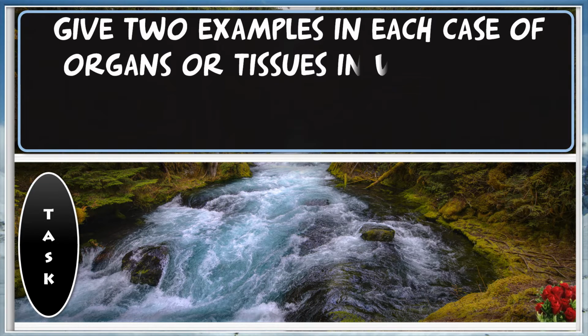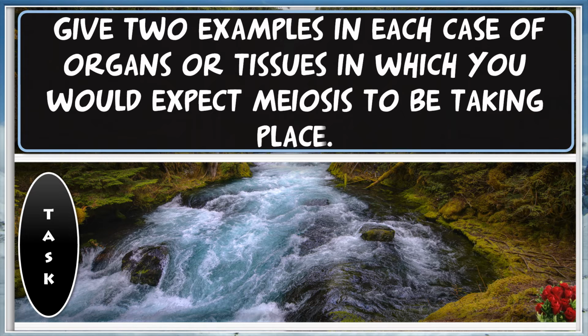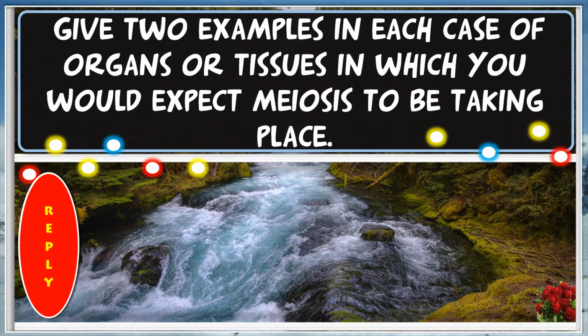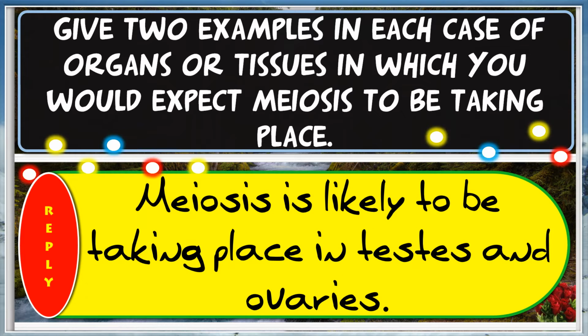Give 2 examples in each case of organs or tissue in which you would expect meiosis to be taking place. Meiosis is likely to be taking place in testes and ovaries.